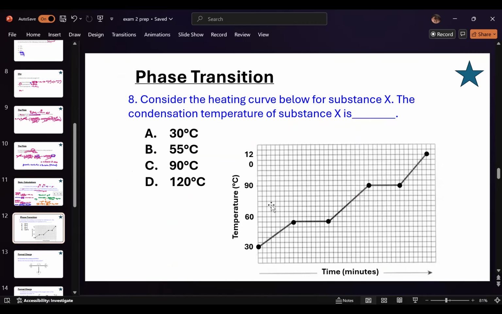Okay. Next is phase transitions. Here we have a heating curve graph of an unknown substance, substance X, and it's asking us: the condensation temperature of substance X is at what temperature? For this, you're like, okay, what is it asking me again?